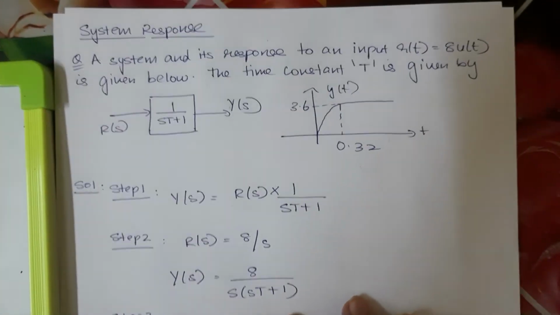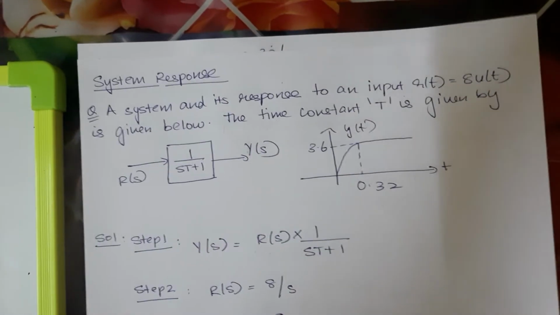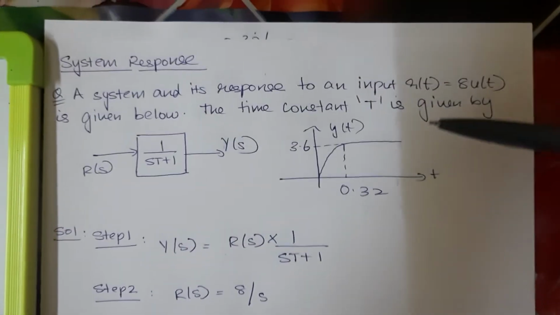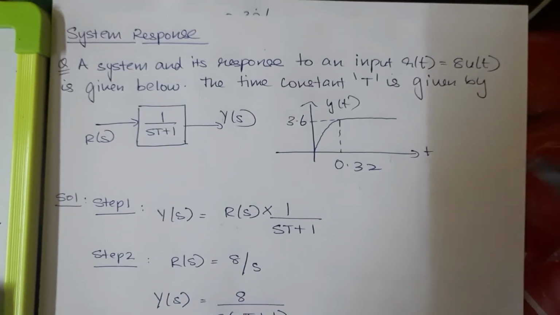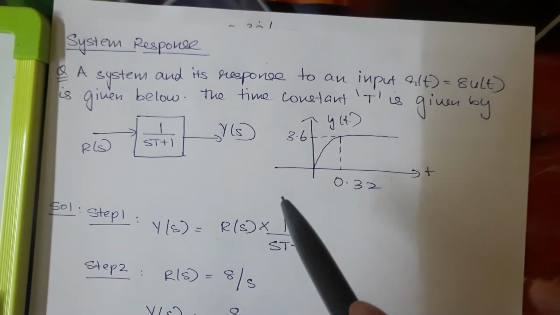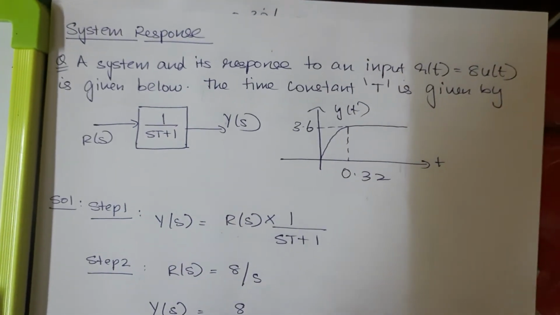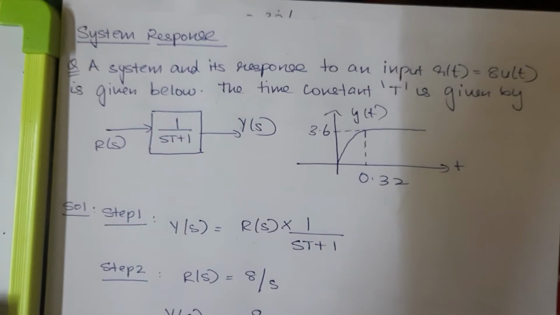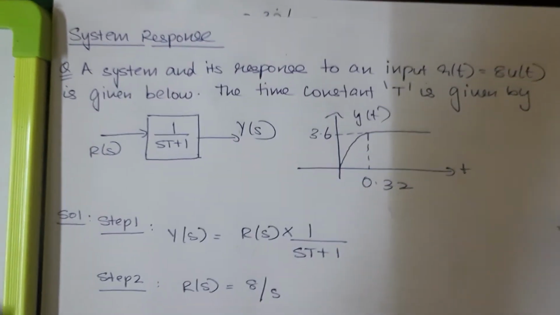Moving on to the second topic. Second topic is on system response. How a particular system responds to an input. There are many types of systems: first order, second order, third order, etc. Now let's see what they are asking in the question.